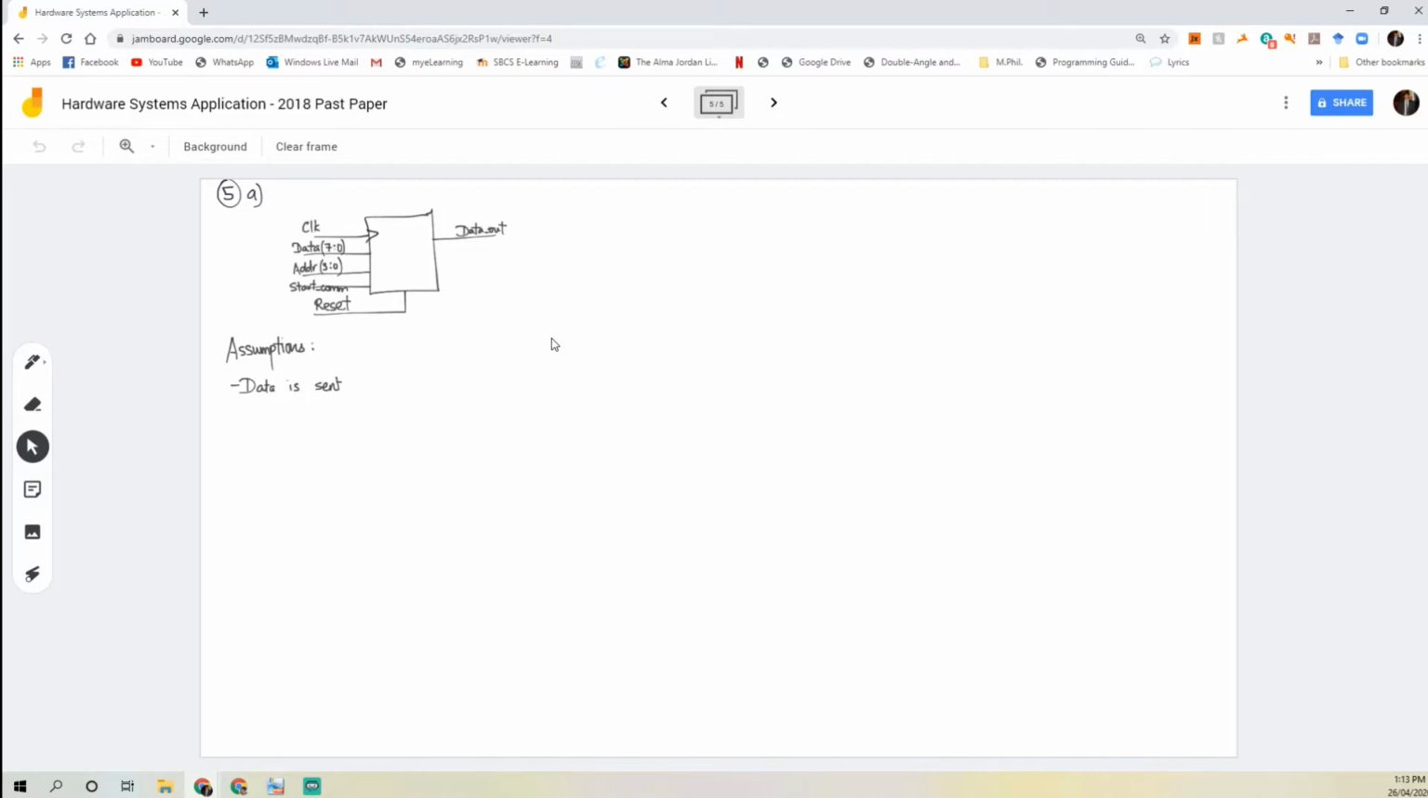So data is sent in parallel. Or rather, I'll say data is input in parallel instead of having sent in. Okay, so data is input in parallel and sent out serially, 1 bit at a time.